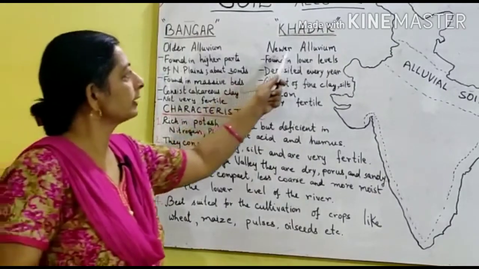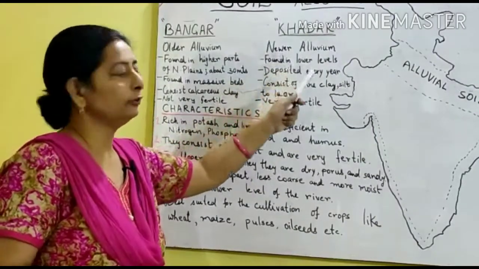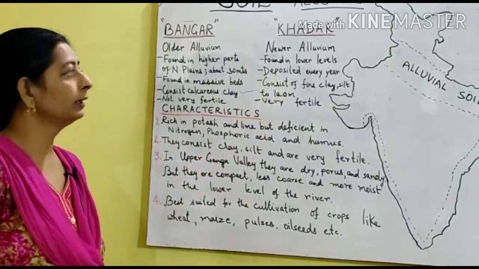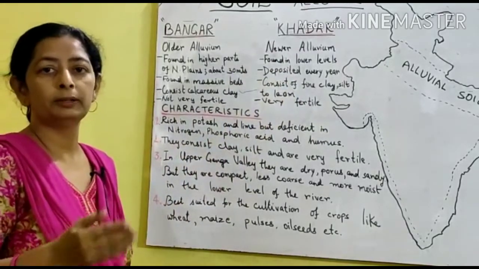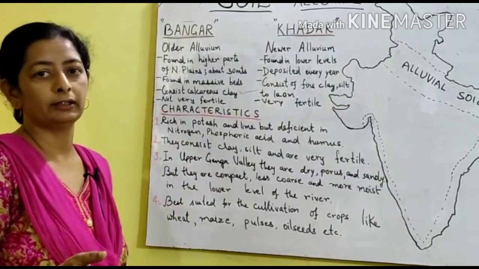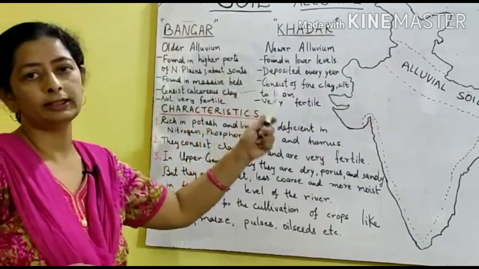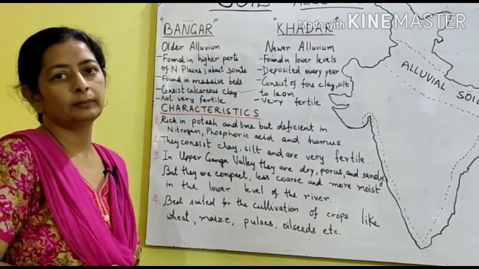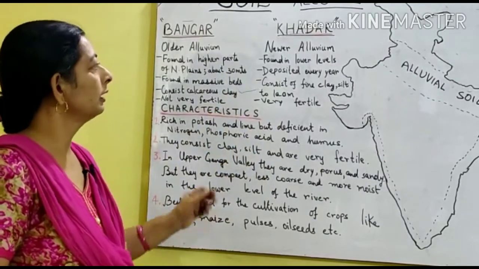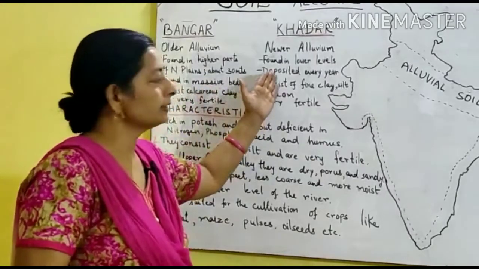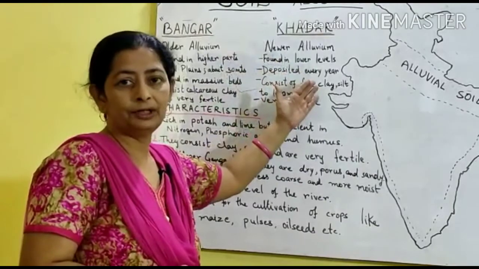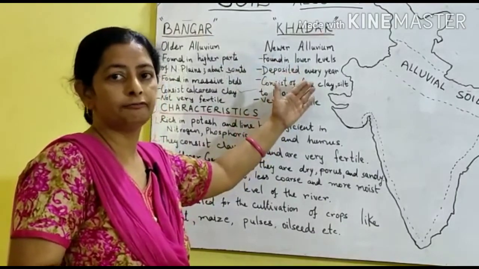In comparison to this, Khadar is a newer alluvial soil. Now why is it newer alluvial soil? Because it is formed by the deposition of silt every year. As we know, alluvial soil is formed by the deposition of silt by the rivers, and this newer alluvial soil is deposited every year by the monsoonal flood.